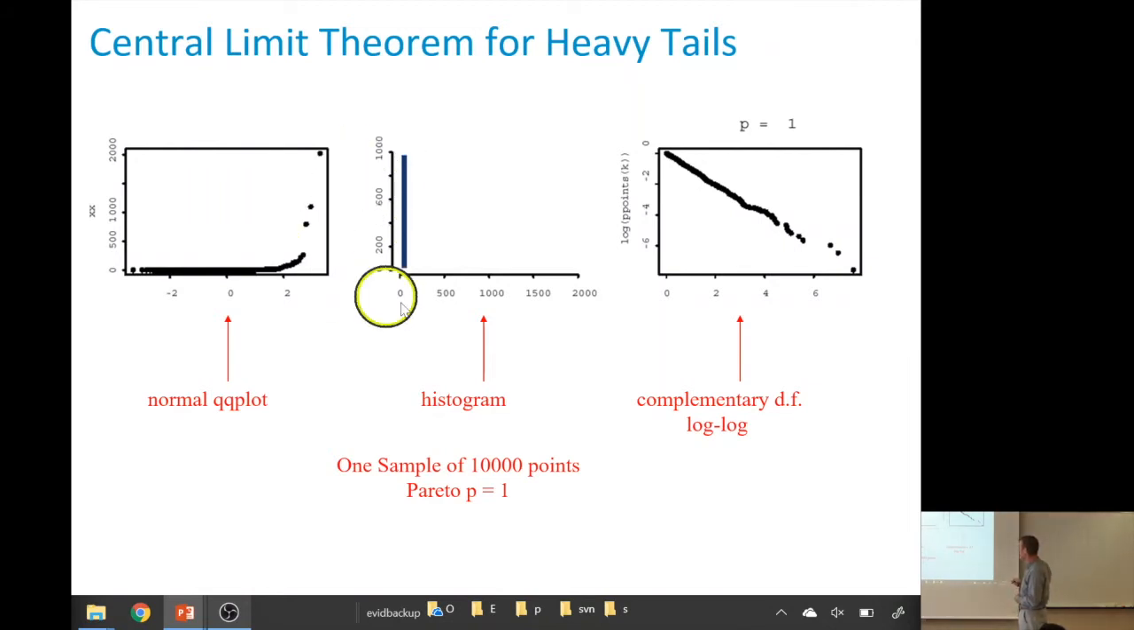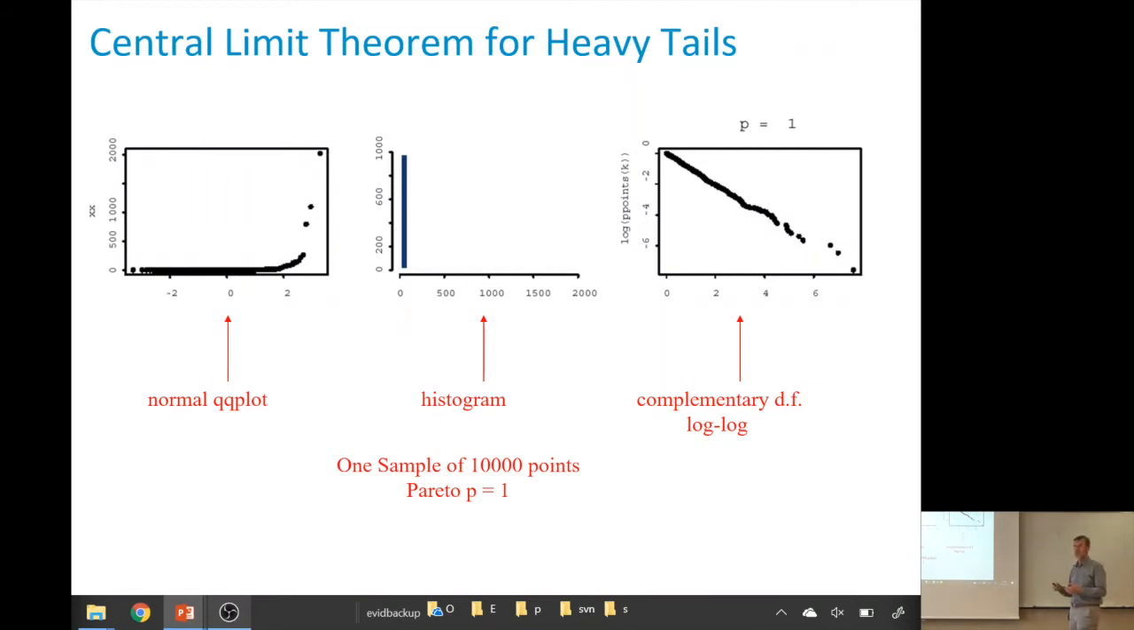So I plotted the histogram, the sample histogram of those 10,000 points. I plotted also a normal QQ plot, asking whether this is normal. Of course, this is not normal because there's a big outlier here, but still I plotted a normal QQ plot, and we see it's not a straight line, but it has very strong curvature. I also plotted 1 minus the CDF in log-log scale. Here we see that the theoretical CDF is a power law because it's Pareto.